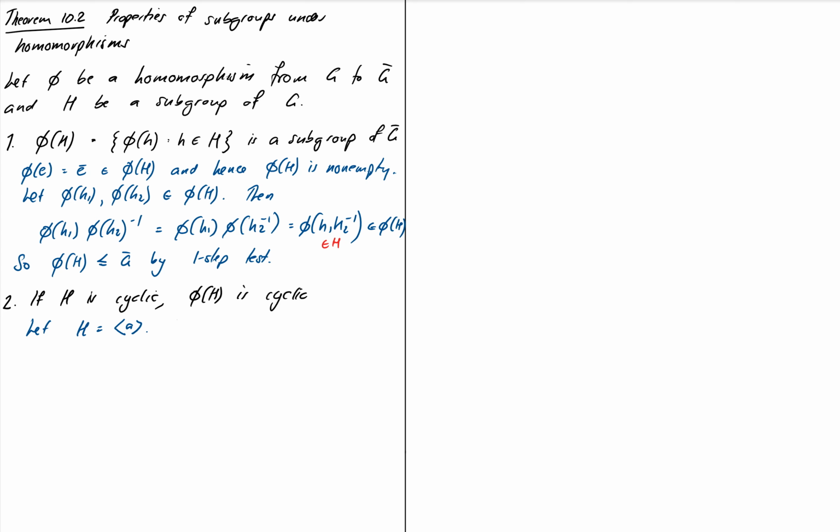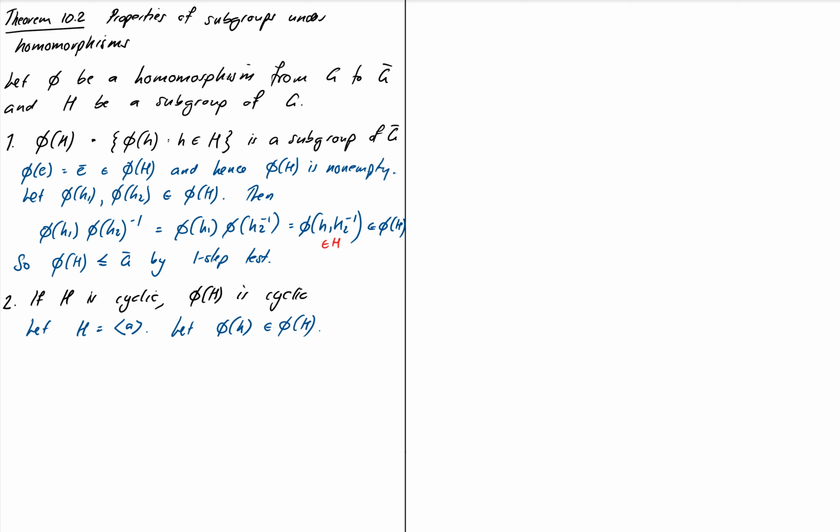Now to show that phi of H is cyclic, we need to choose a member of phi of H and show that it can be written as the power of some generator. So we'll say let phi of h be a member of phi of big H. So there's our arbitrary member. Now I want to show that phi of h is equal to some power of something.